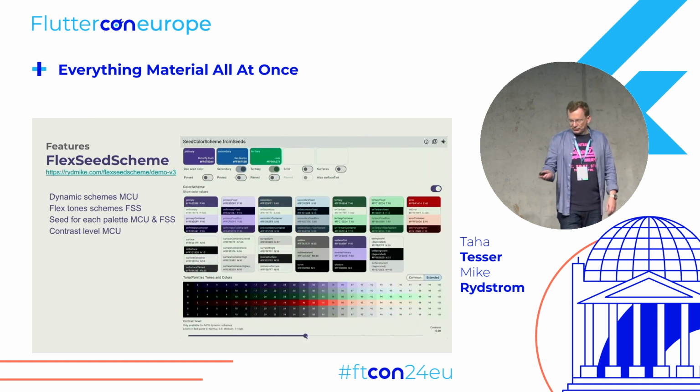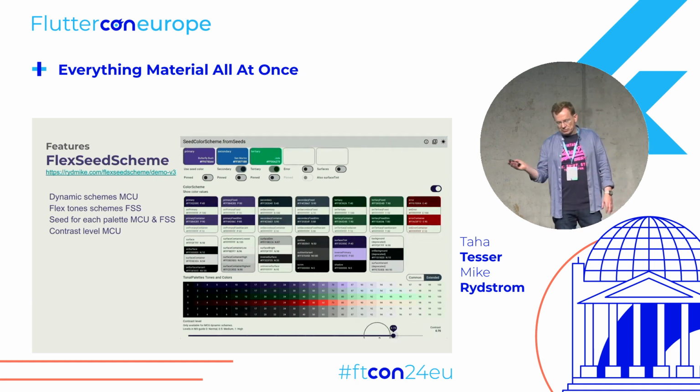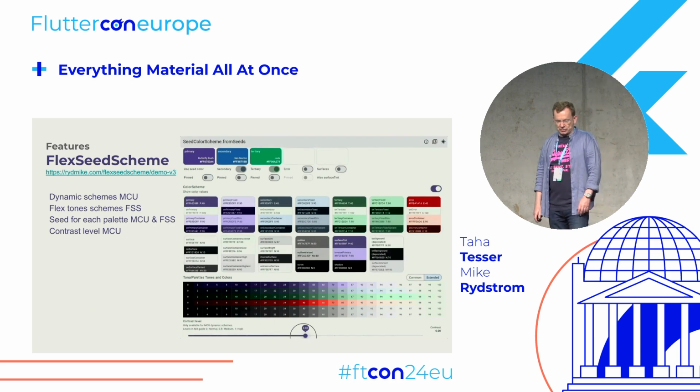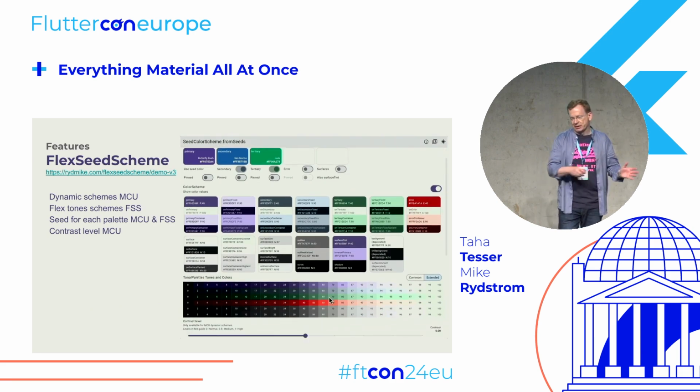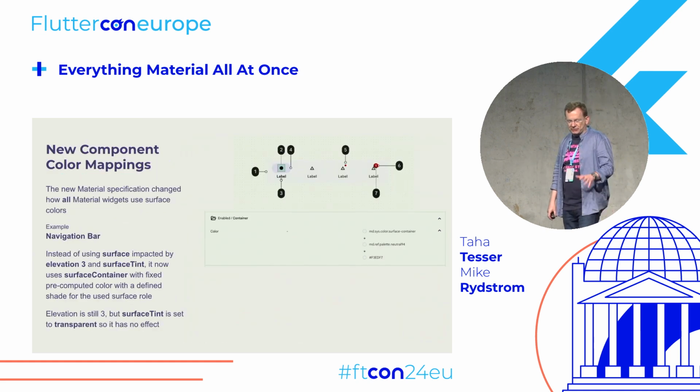The new thing is also you can do the contrast level thing. So you can use a slider and you can address the contrast of the generated scheme. Typically, you should use 0, 0.5, and 1. Those are the ones recommended, but it goes from -1 to 1, and it's just a double scale. You can test pinning of seed colors and all these kind of things.